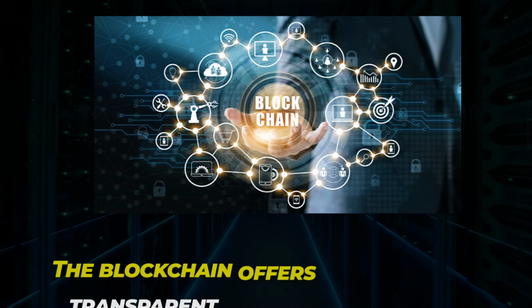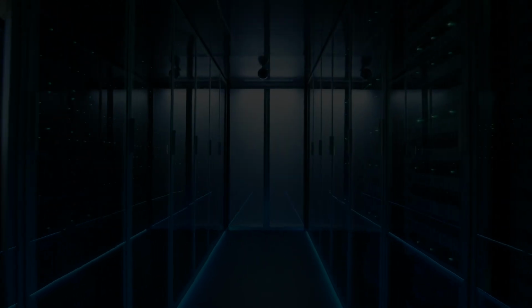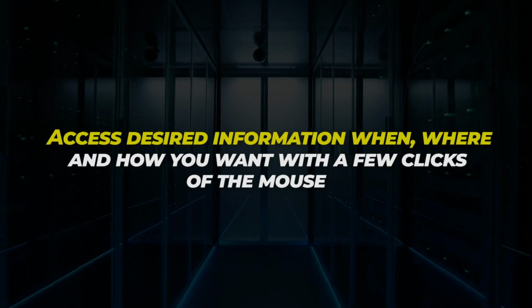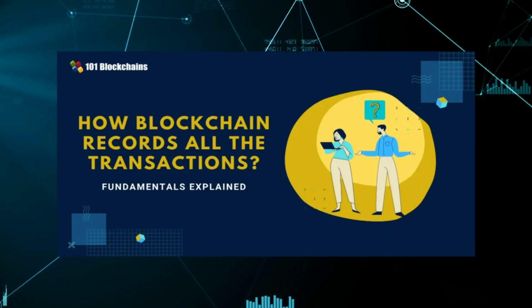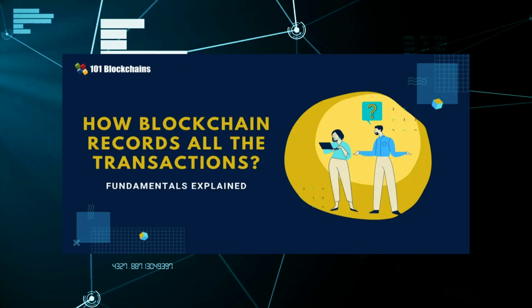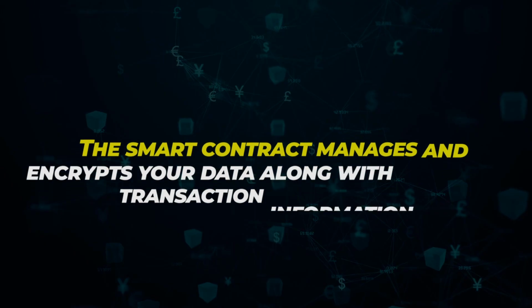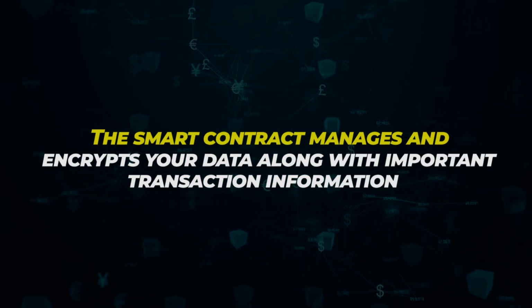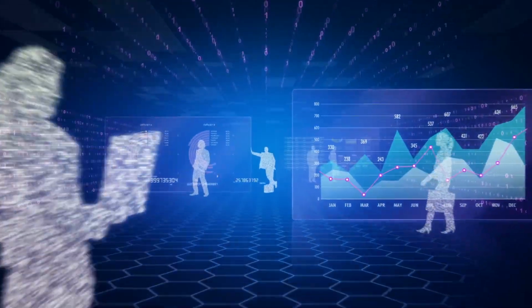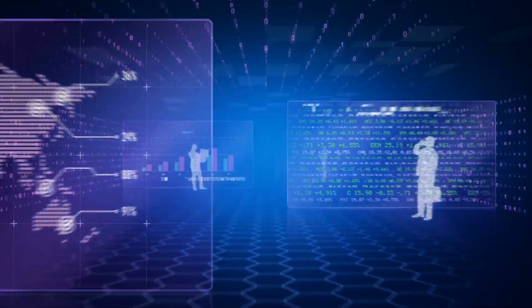The blockchain offers permanent and transparent storage for your NFTs. Access desired information when, where, and how you want with a few clicks of the mouse. With recorded transactions on the blockchain, you can make an NFT from a smart contract. The smart contract manages and encrypts your data along with important transaction information. This information can then be accessed by anyone, all without having to spend any money.